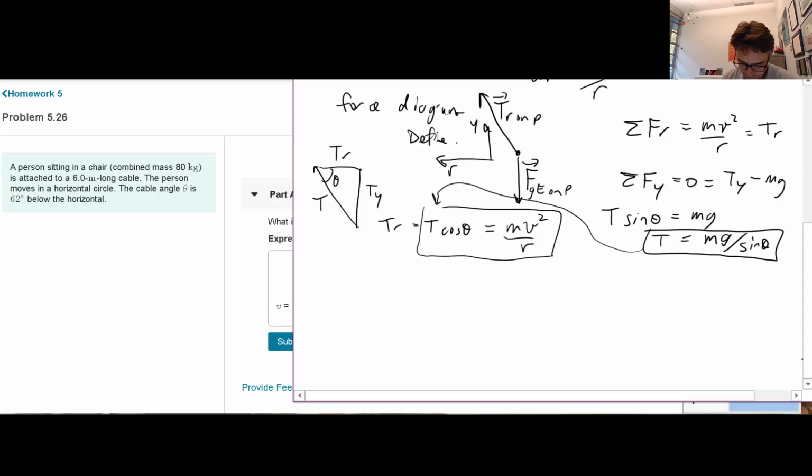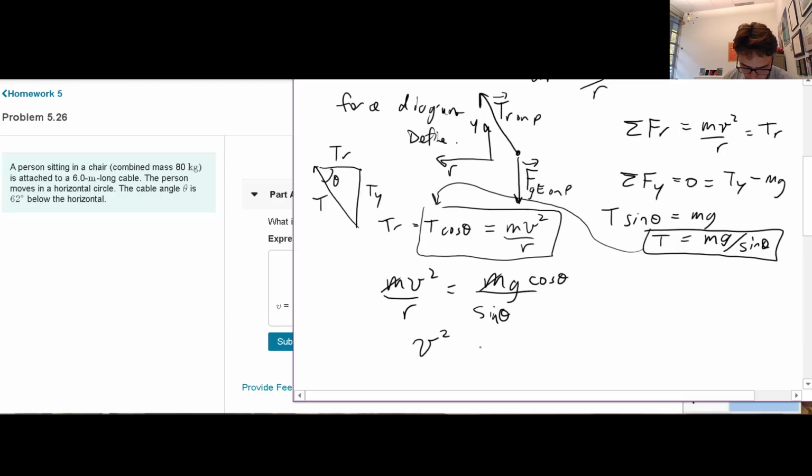So we can do that. Go down a little bit. We say that m v squared over r is equal to mg divided by sine theta times cosine of theta. The m's cancel on both sides. We're solving for v, right? So let's try to collect all terms.